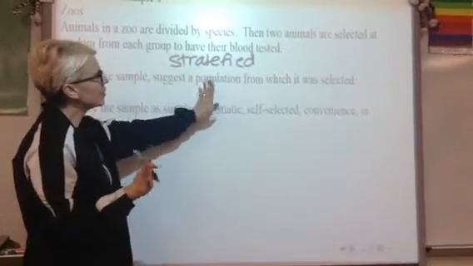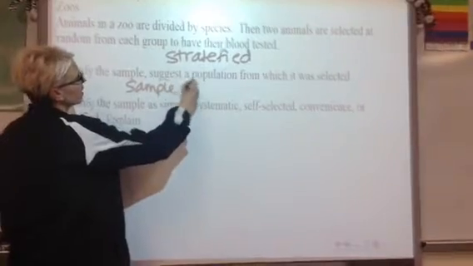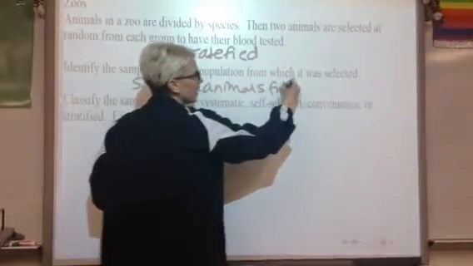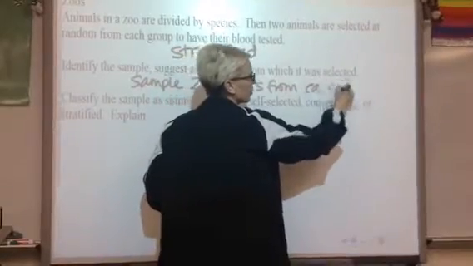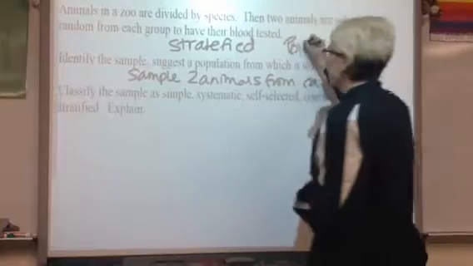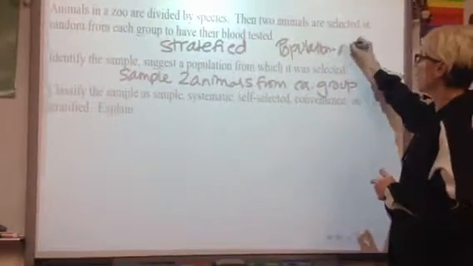Now, what is the sample and what is the population here? Well, the sample is 2 animals from each group. That's the smaller group. What is the population in this? The population is every animal in the zoo, right? Or all animals in the zoo.